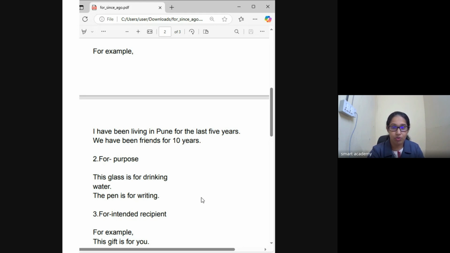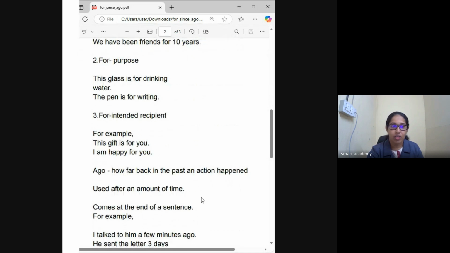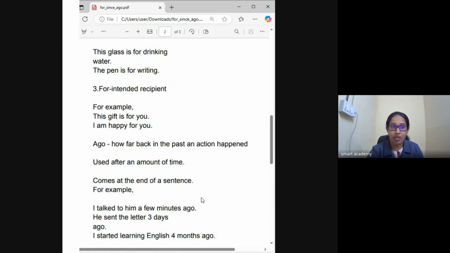The next one is for showing some purpose of something. This glass is for drinking water. The pen is for writing. Whatever it is, we can use for. The next one is for intended recipient. If it's the person we intended, we can say it using for. This gift is for you. I made this cake for you.